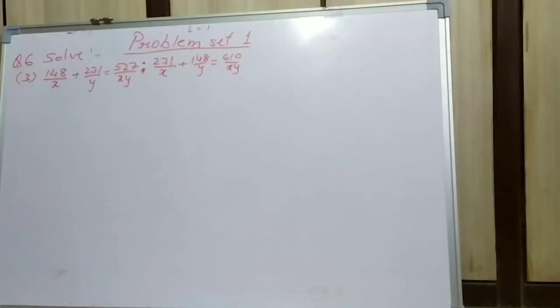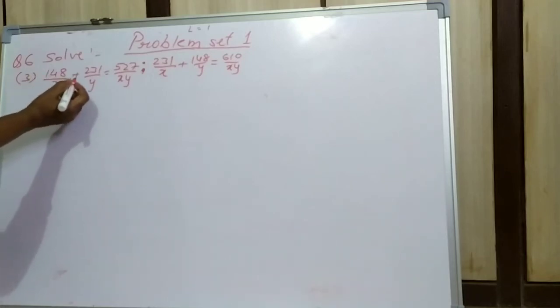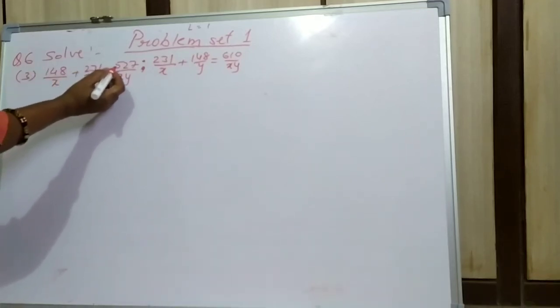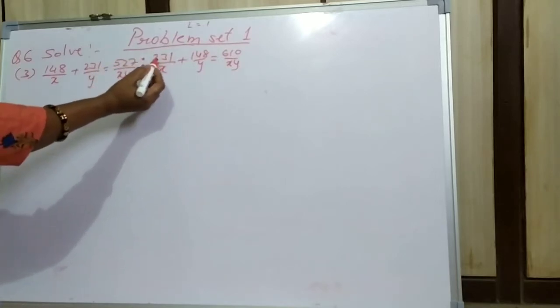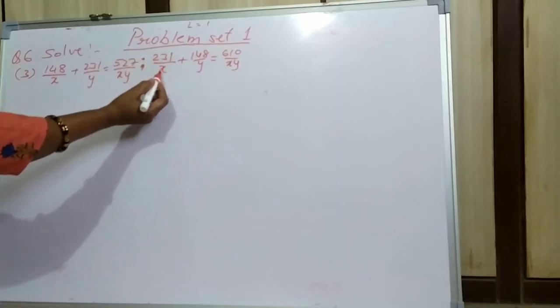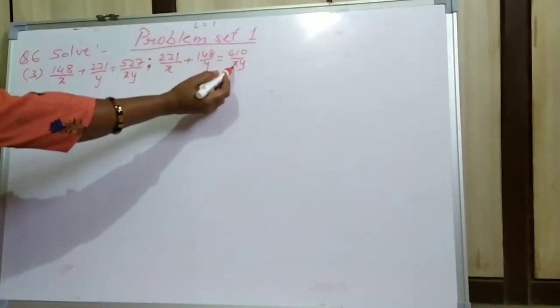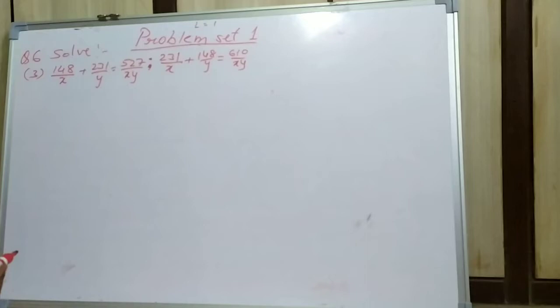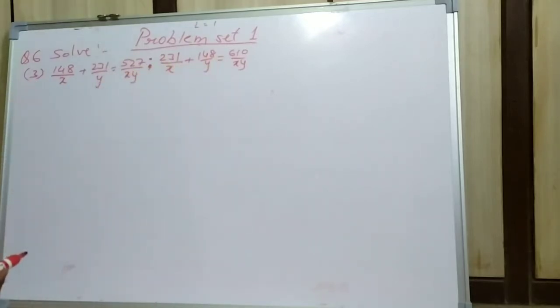Now we look at the next question, question number 6, sub question 3. This is given, solve. Now just observe the question. 148 upon x plus 231 upon y is equal to 527 upon xy. Second equation, 231 upon x plus 148 upon y is equal to 610 upon xy. Now just observe, xy is given on both sides. So with this xy we can't solve this.